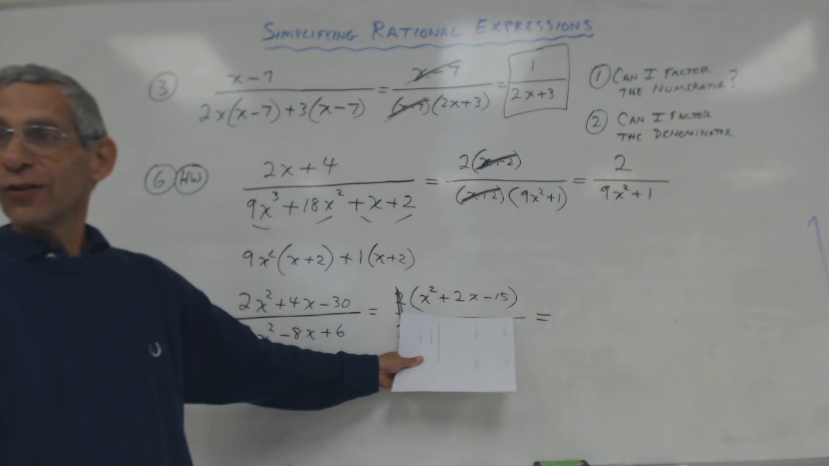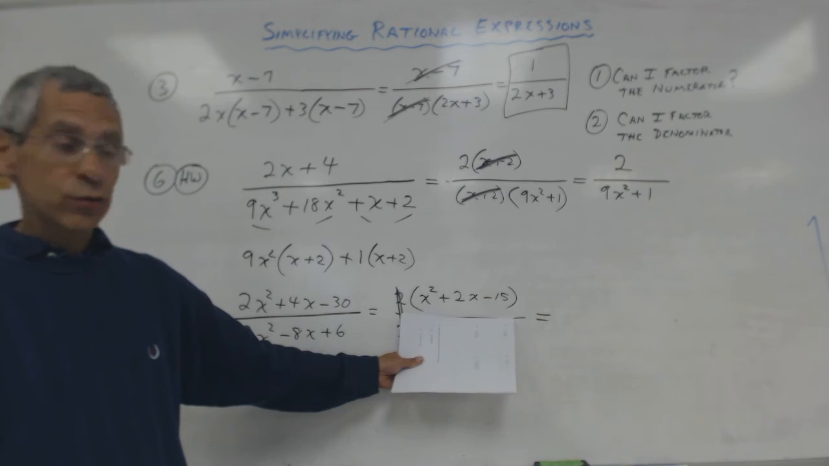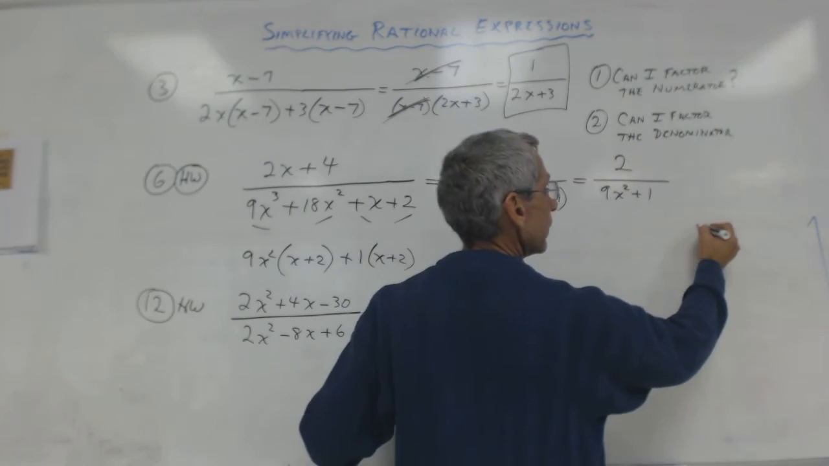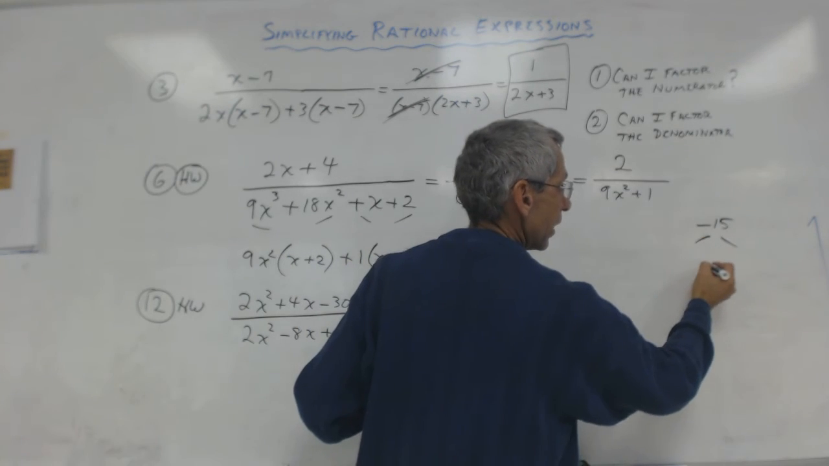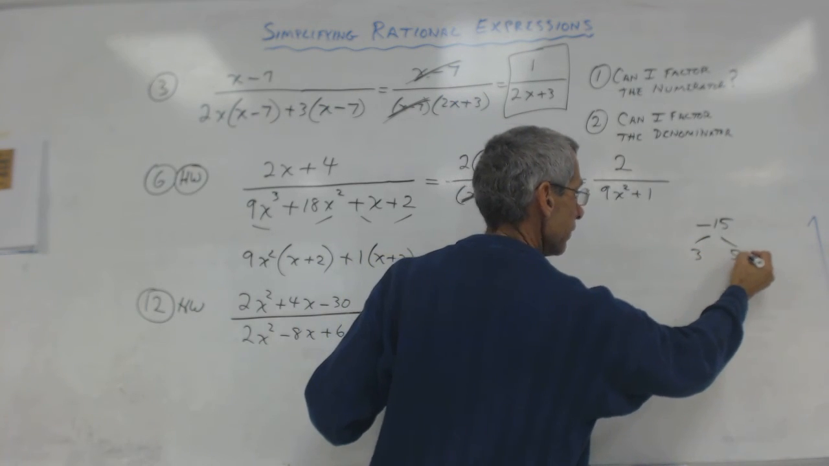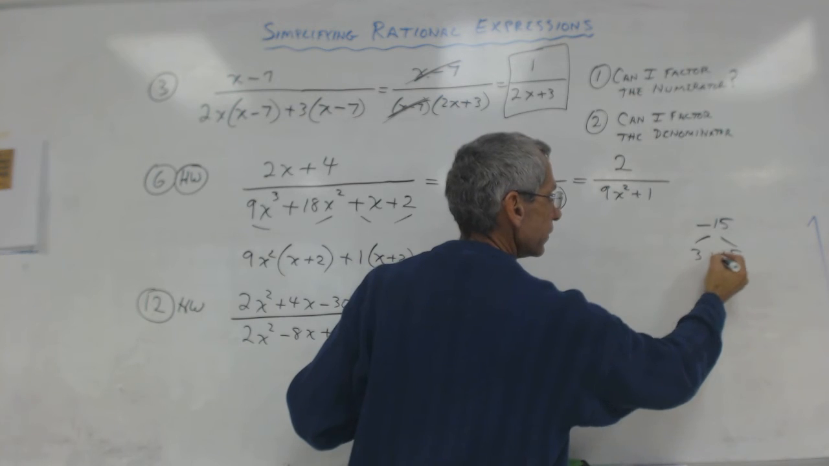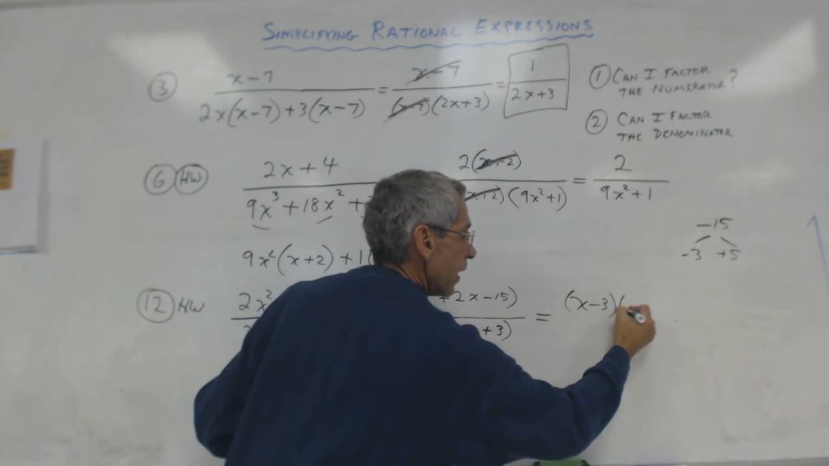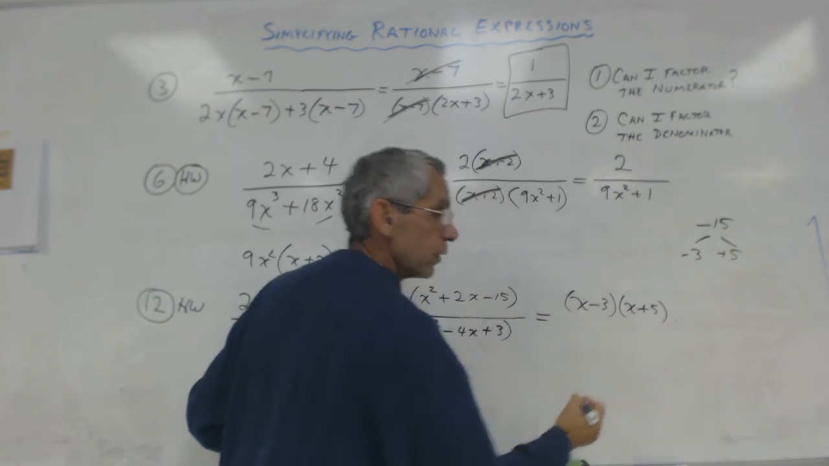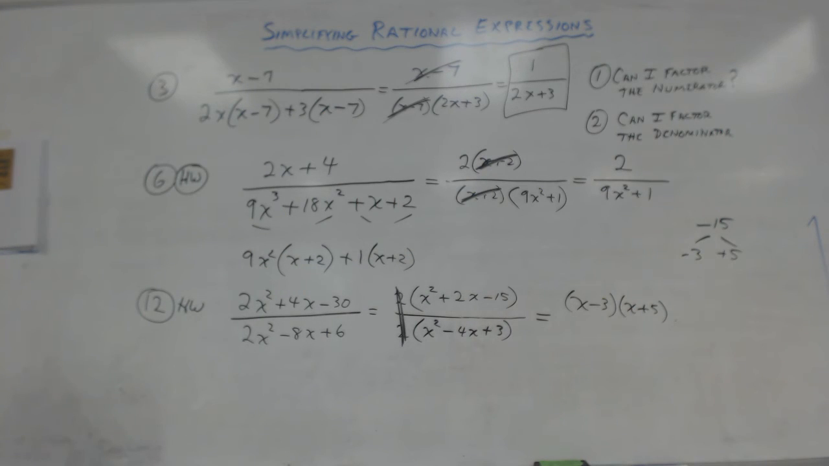the numerator further? It's a quadratic trinomial. Factors of negative 15 that add to 2. 3 and 5, right? It's got to be positive 5, negative 3. So I've got x minus 3 times x plus 5. You with me? Right?